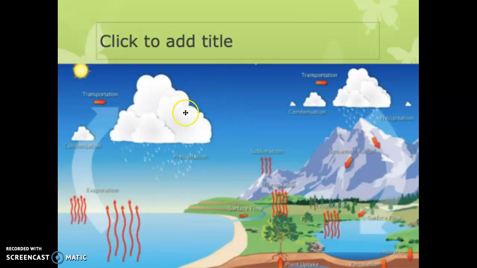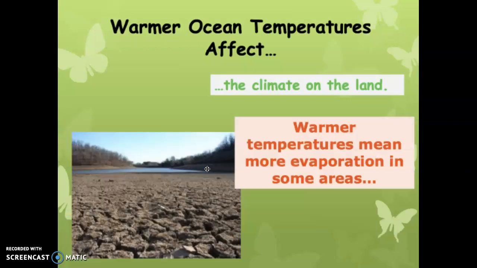Remember from the water cycle, as evaporation happens, the water vapor rises into the atmosphere and cools, and when the water vapor cools and condenses, we get storms. The more evaporation, the stronger the storms that we're seeing. However, that's not the only effect. So, the more evaporation we're seeing for some areas, the more we're seeing drought in some areas.